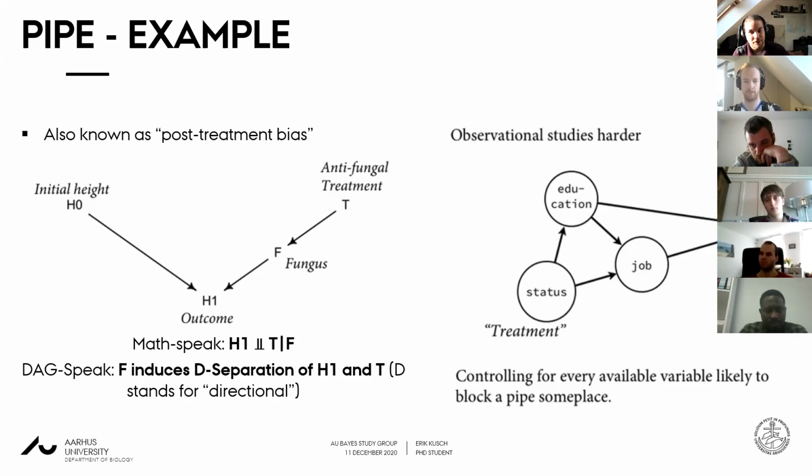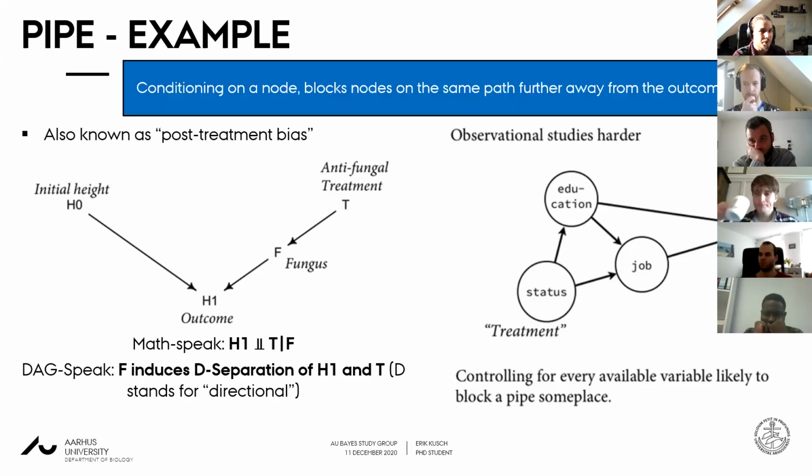So controlling for every available variable is then likely to block some pipes in some places where you don't want them to be blocked. And you need to do variable selection, which I hope we'll get to hear a bit more about, even outside of the realm of DAGs, because as much as I like them, I can foresee quite a lot of situations for any one of us where drawing a DAG will be nigh impossible with the kind of study settings that we're looking at.